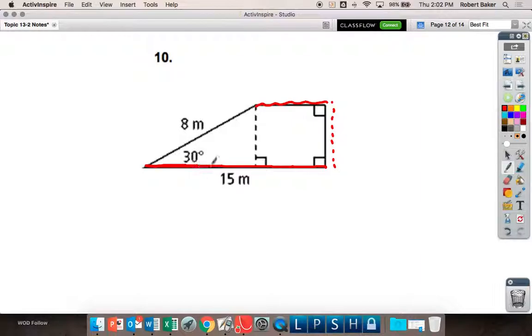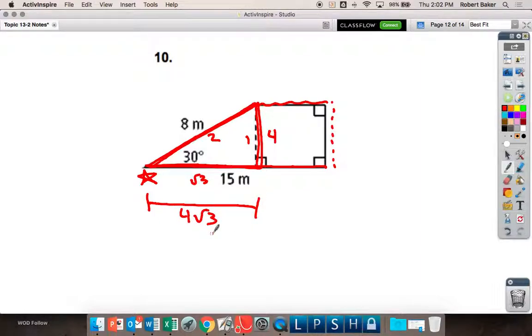So you have a 30, 60, 90 right triangle right here. 1 hypotenuse and the square root of 3. So to go from 2 to 1, you divide by 2. 8 divided by 2 is 4. To go from 1 to the square root of 3, you multiply by the square root of 3. So this distance right here is 4 square roots of 3.